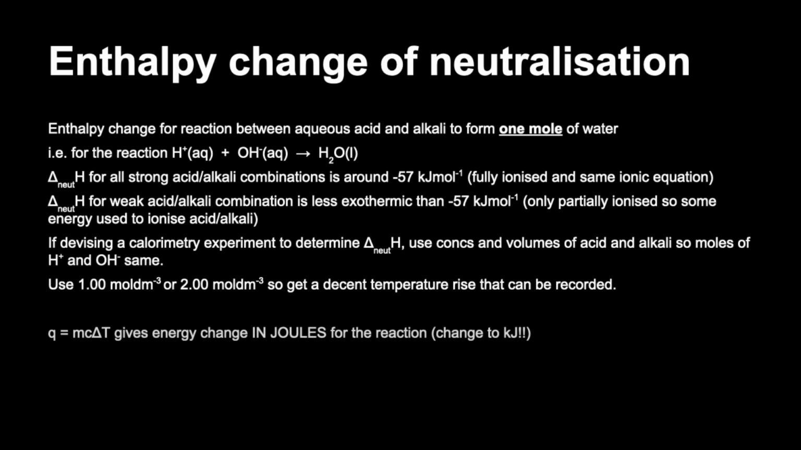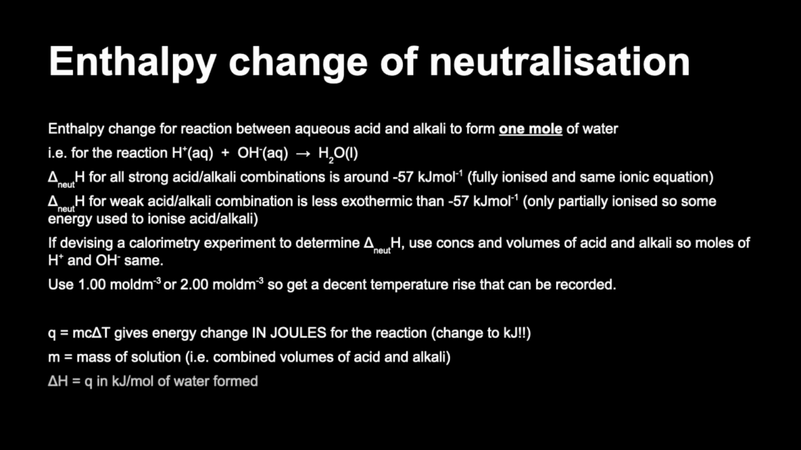So moving on to the calculation, same as before, Q equals mc delta T first. That gives you the energy change in joules for the reaction. Change it straight away into kilojoules. The m is the mass of solution, and it's the combined volumes of the acid and alkali. So if you use 35 cm cubed of each chemical, then the mass of the solution is going to be 70 grams. The delta H is the Q in kilojoules divided by the moles of water formed.